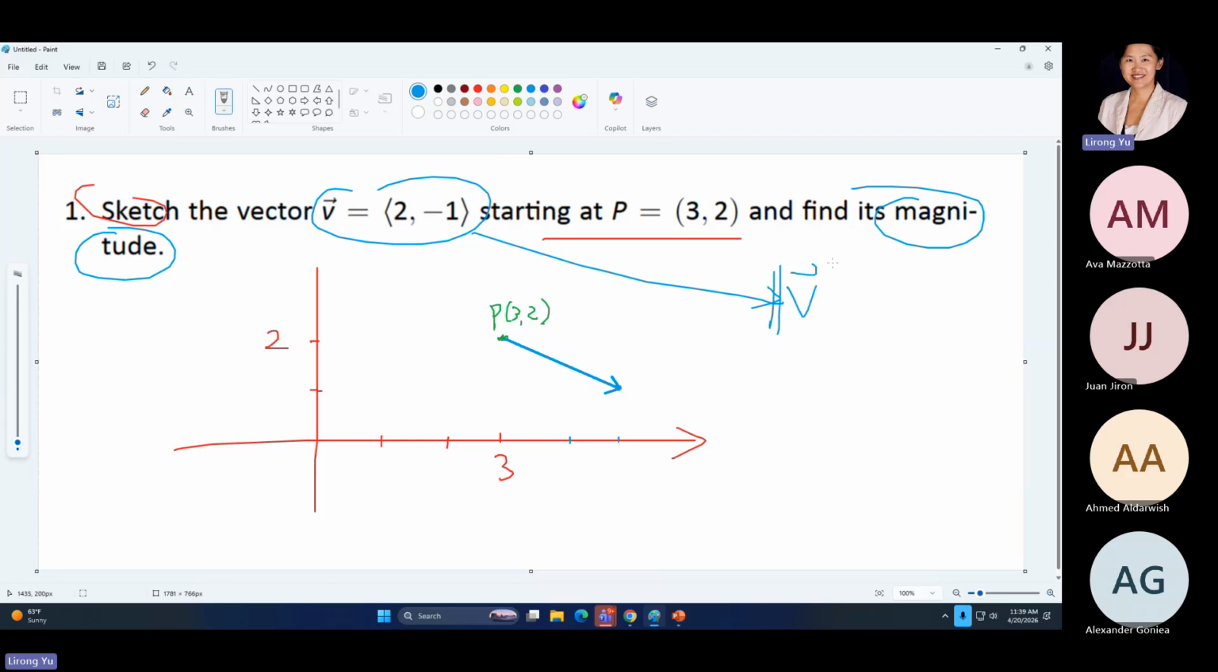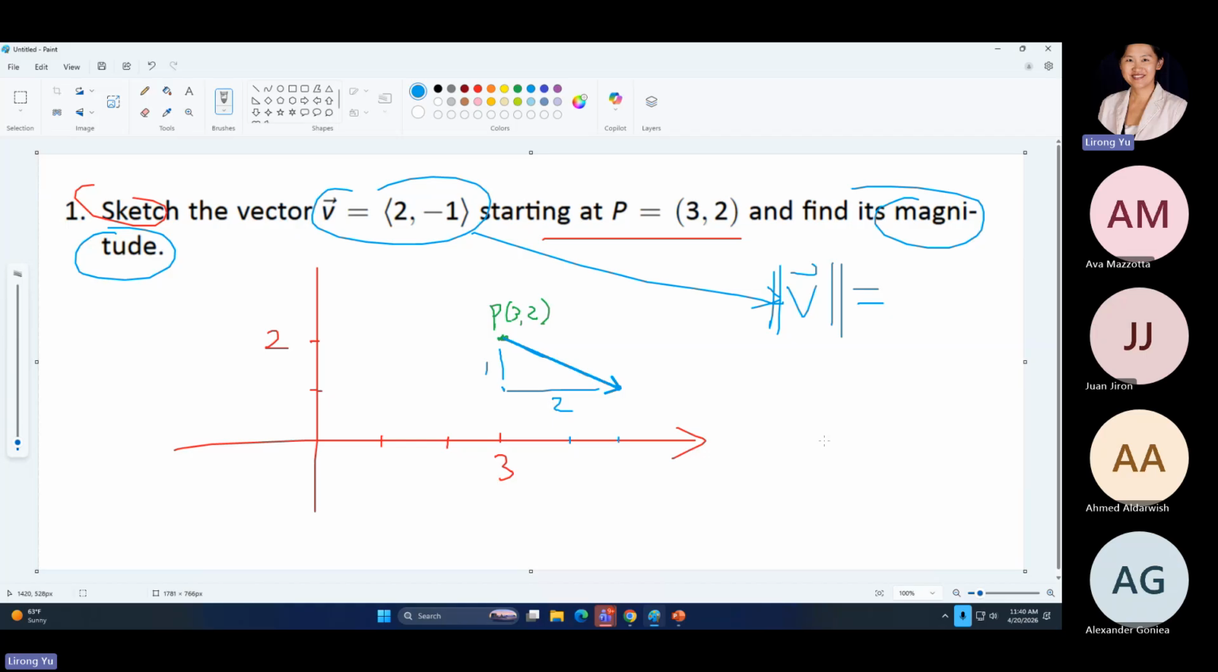Magnitude, we use 2 vertical lines. That's magnitude of V notation. Magnitude of V is really the distance that we see in here. You see, this is 2 units. That was 1 unit. So essentially, we move 2 units to the right and 1 unit down. So the vertical distance is 1, horizontal distance is 2.